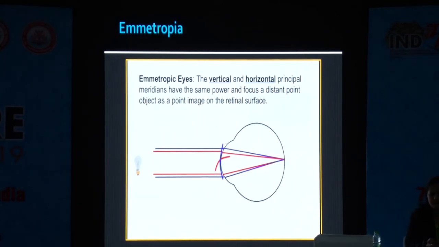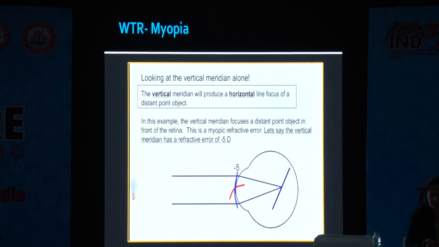These are a few of the examples. Here, the blue line is the vertical meridian line and the red is the horizontal line. Both of them focus well on the retina. This is a simple emmetropic eye. In this eye, the cornea is steep vertically, and we have a horizontal axis in which the horizontal line forms in front of the retina. This is simple myopia with the rule astigmatism.